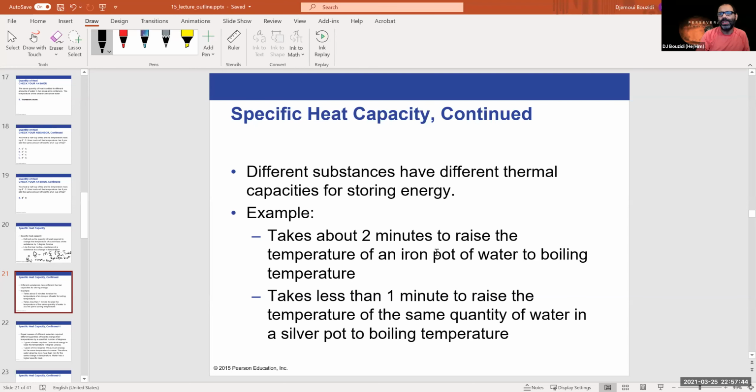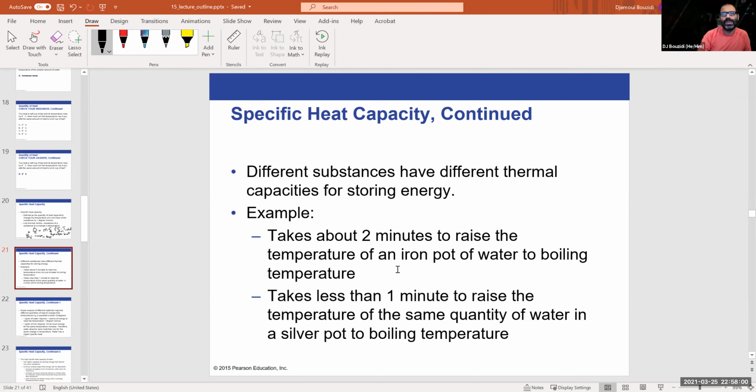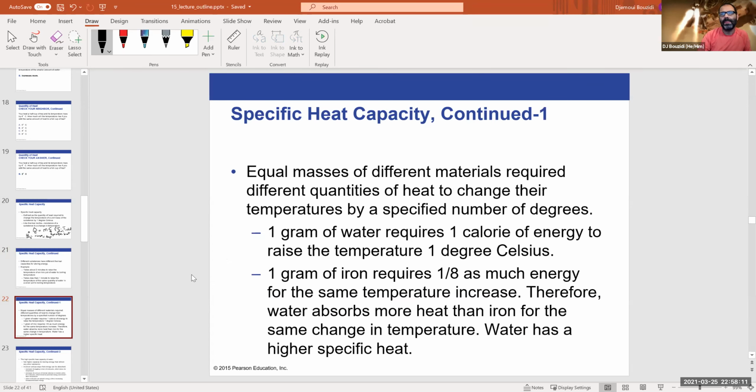So again, it takes 2 minutes to raise the temperature of an iron pot of water to boiling temperature, and less than a minute to raise the temperature of the same quantity of water in a silver pot, because again, silver has less specific heat than iron. So its temperature rises higher to transfer that to the water. In the case of silver, of course, silver is a better conductor of heat.